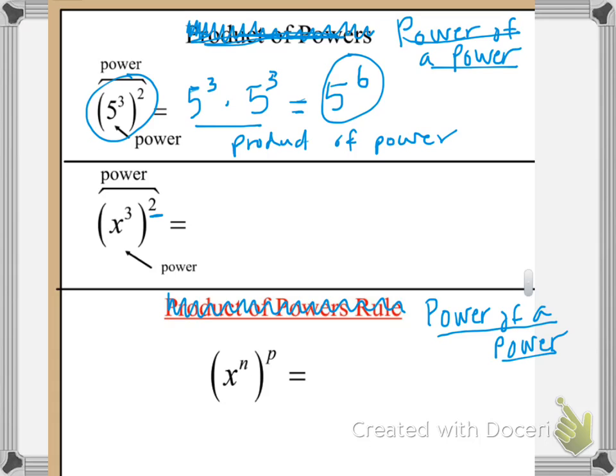this one, the base of this 2, the exponent of 2, is the x to the third. So this 2 is saying represent x to the third as a factor. Remember, a factor is a part of a multiplication problem. It says represent it as a factor twice. Okay, we did that.